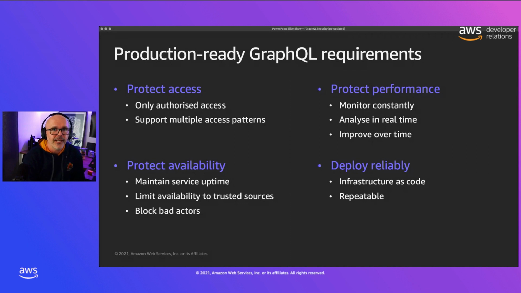And next, you want to protect the availability, making sure that your service is always available while providing the level of service that your customers will expect, which is the service is alive and you're able to work with it. We want to meet our customers' expectations by making sure we're maintaining the uptime of your service, limiting the availability to trusted sources, as well as making sure that bad actors do not impact that service.